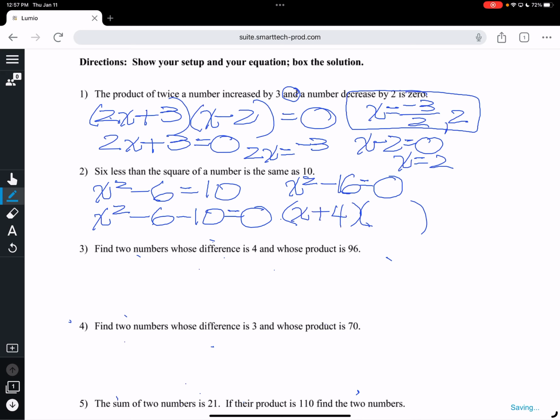So x equals 4 and negative 4. This would be x plus 4 and x minus 4. Can we use commas? I said we can't use parentheses, because we can't do ordered pairs.